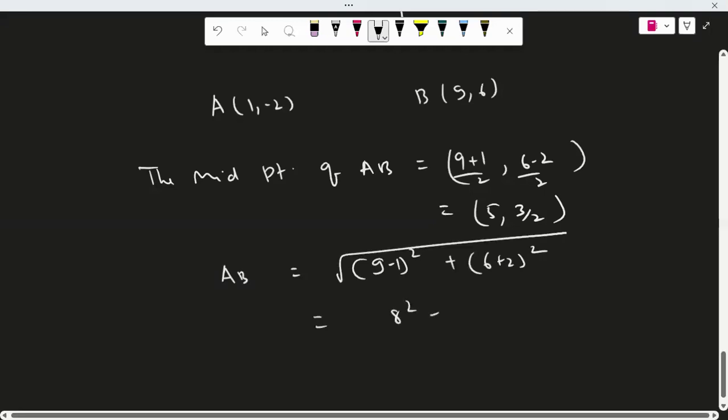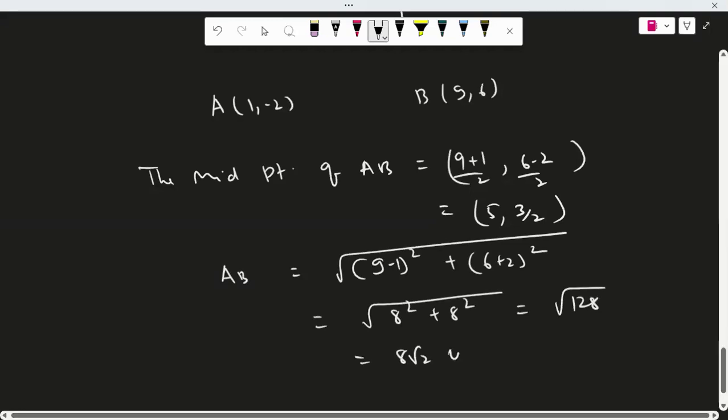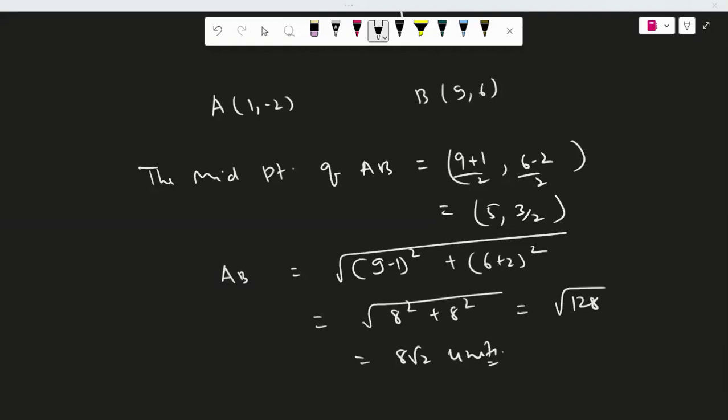8 square plus 8 square, 128. So that becomes 8 root 2 units. Yes, Rajveer, check your answer and confirm. The answer is 8.